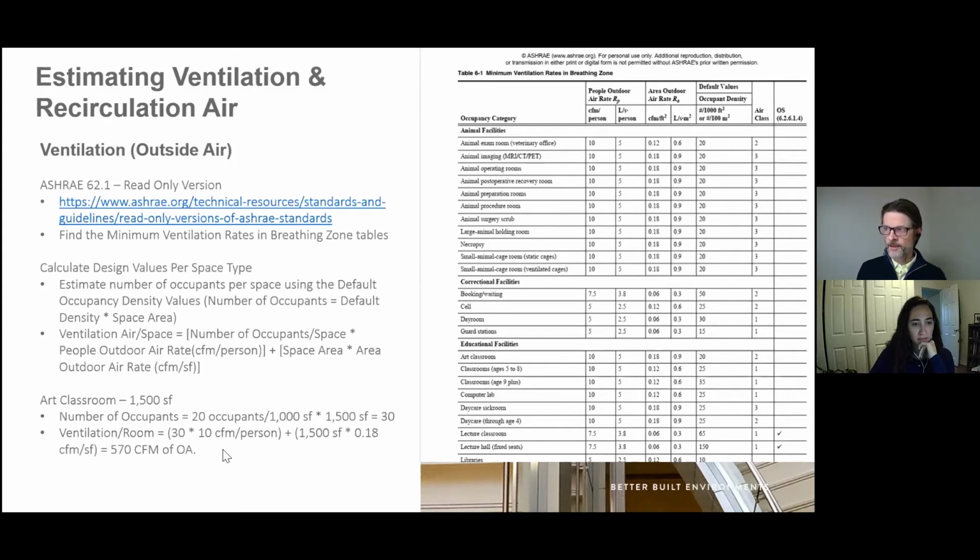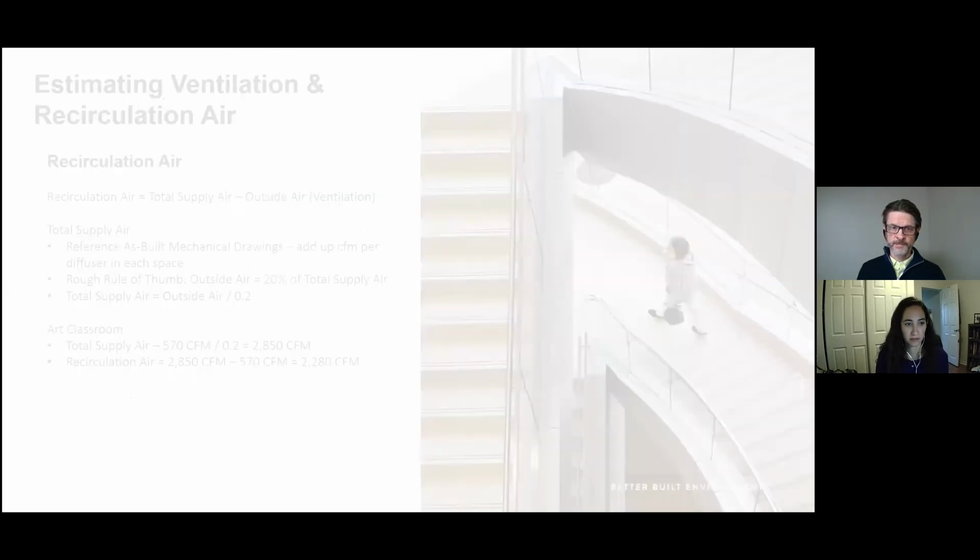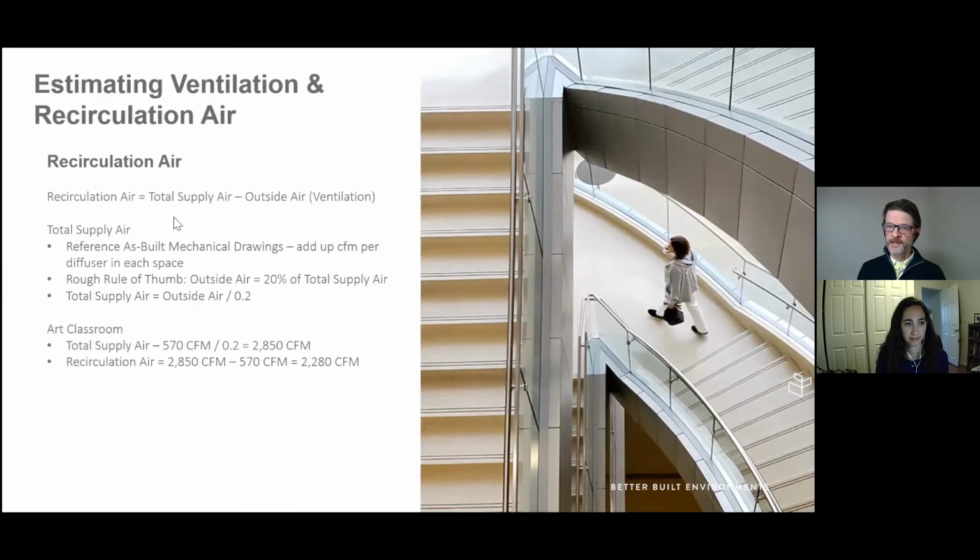CFM of outside air. Most likely, systems aren't delivering that, or at least parts of the year they may not be delivering that for a variety of reasons. But that's a place to start. So then how do I figure out what my recirculation error is? In that case, recirculation error is just your total supply air, subtract the ventilation error from that. And so then you need to figure out, so what's my total supply air?